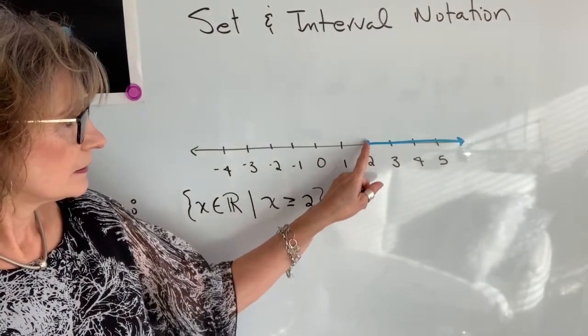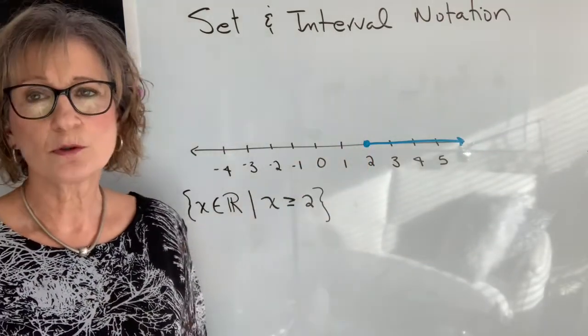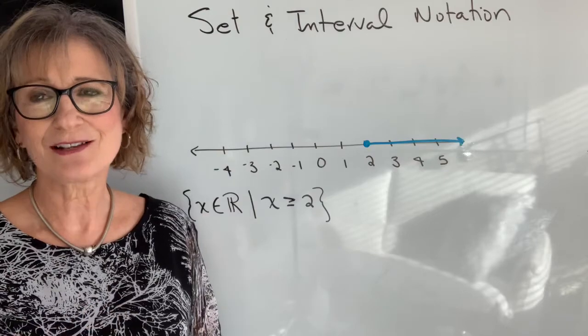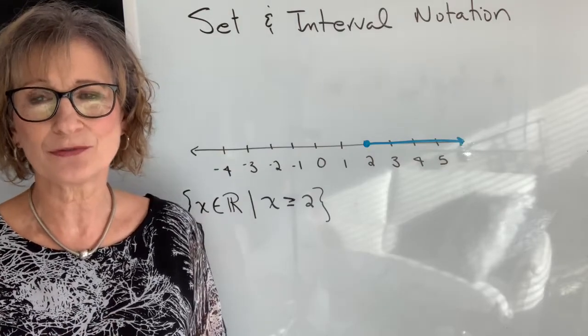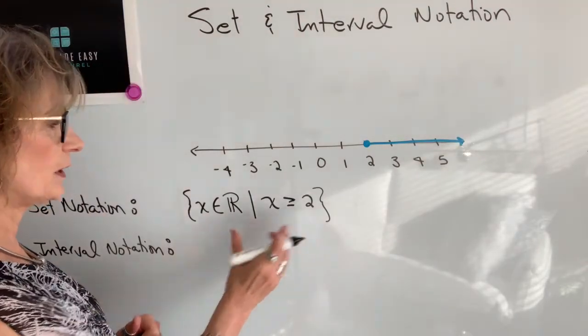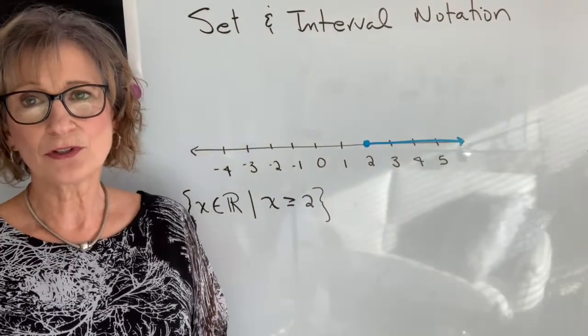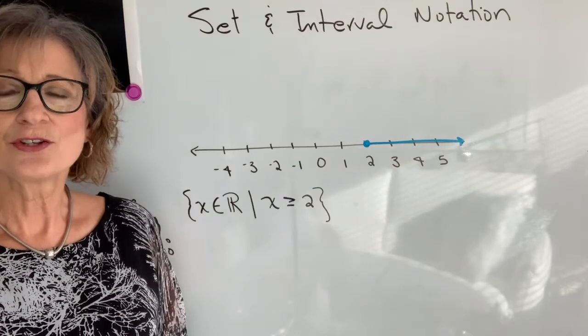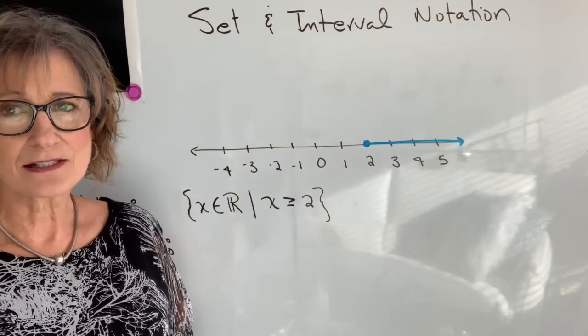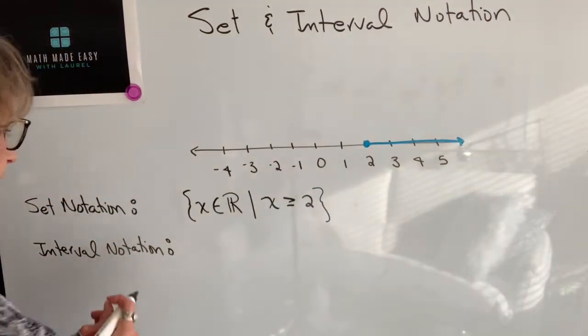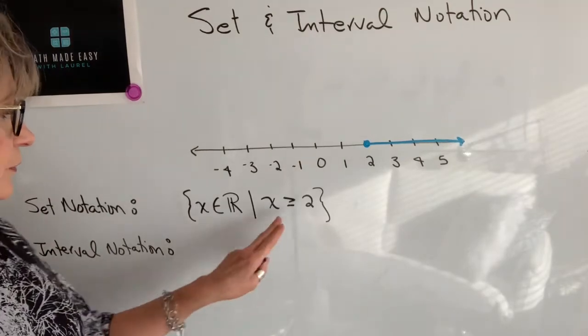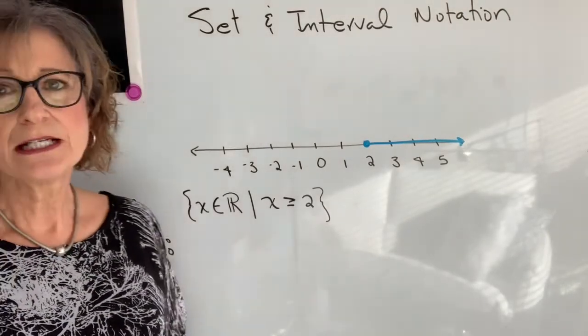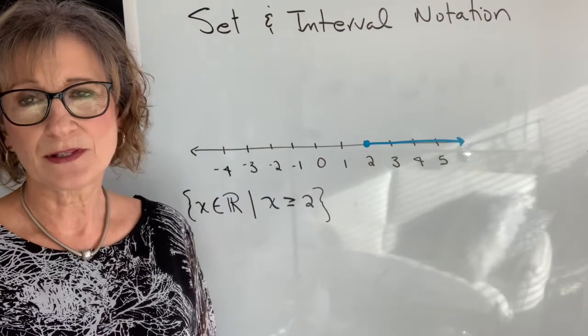When the 2 is included, we use a closed circle. We color it in, so that tells us that 2 is also included in that interval. So this would be how we could write that particular interval of values in this set notation. There's another way that we can express this, and it's called interval notation. And it's similar, but we don't use the greater than or equal to symbols. We use brackets or parentheses instead.